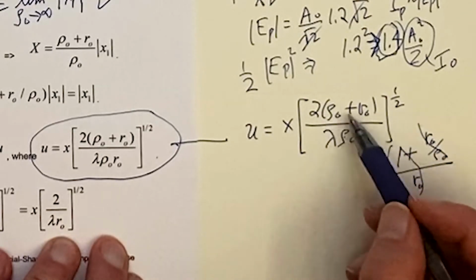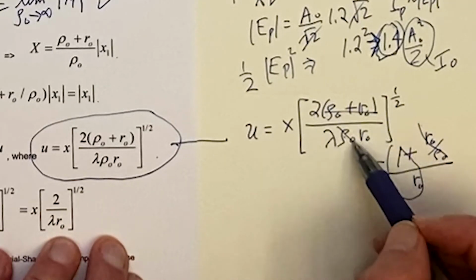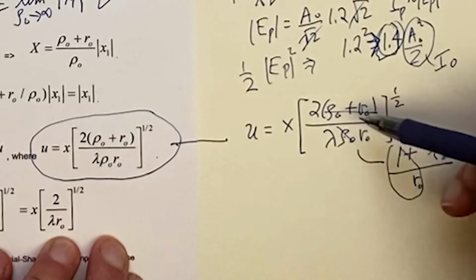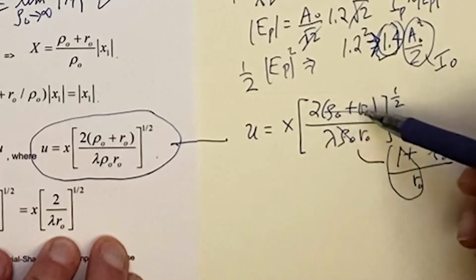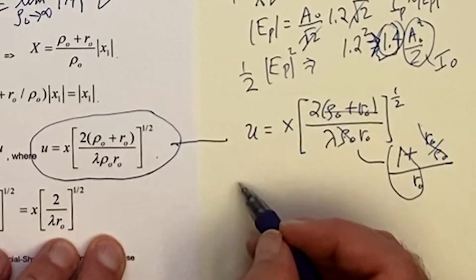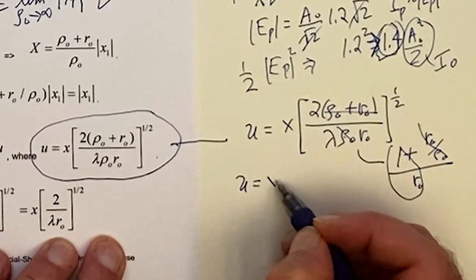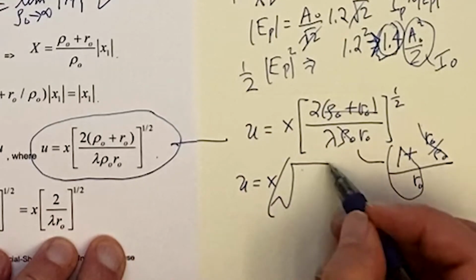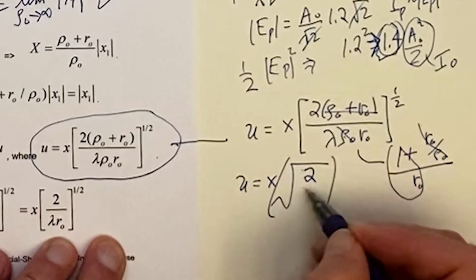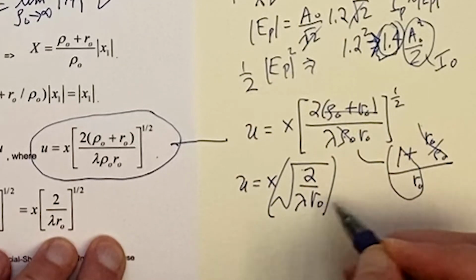You're basically going to have, this is going to be gone, this is going to be gone, because this is just going to be 1 over r naught. So the u is going to be x times the square root of 2 over lambda r naught.